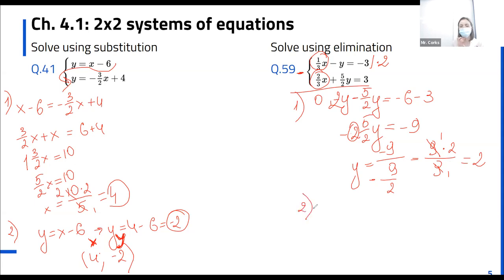And then when we get the value of y, we need to put it into one of these equations to get the value of x. Let's use the first one. 1/3x minus 2 equals minus 3. So 1/3x equals minus 3 plus 2. 1/3x equals minus 1. So x equals minus 3.